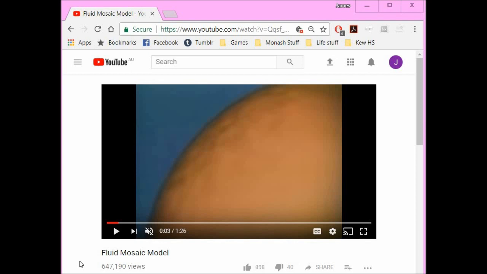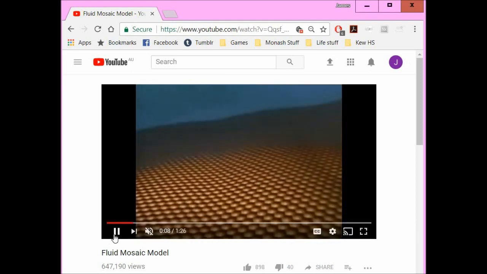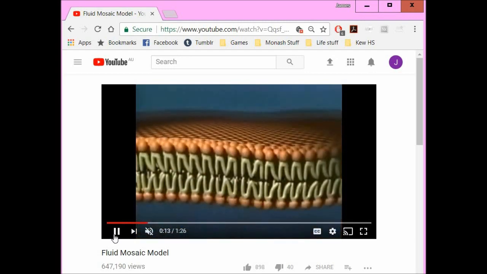Just to add to the experience of understanding what our phospholipid bilayer looks like so far, I'm going to show a small clip from a video, which I'll make sure I leave in the description of this one, that takes a look at a good visual representation of what our phospholipid bilayer looks like.